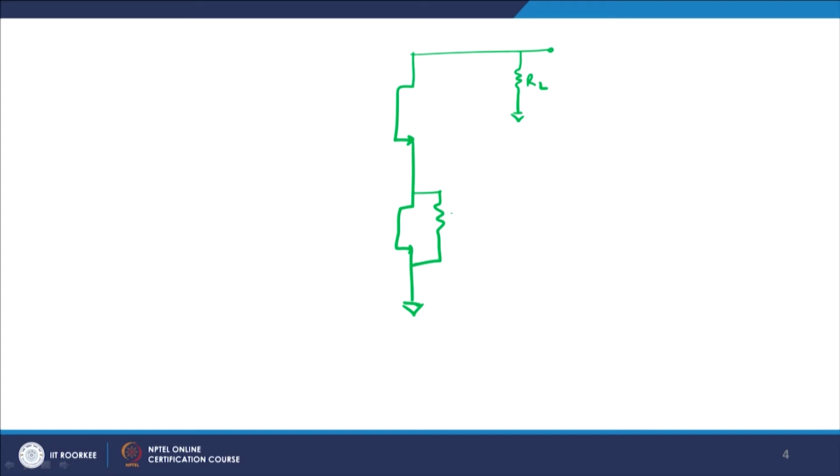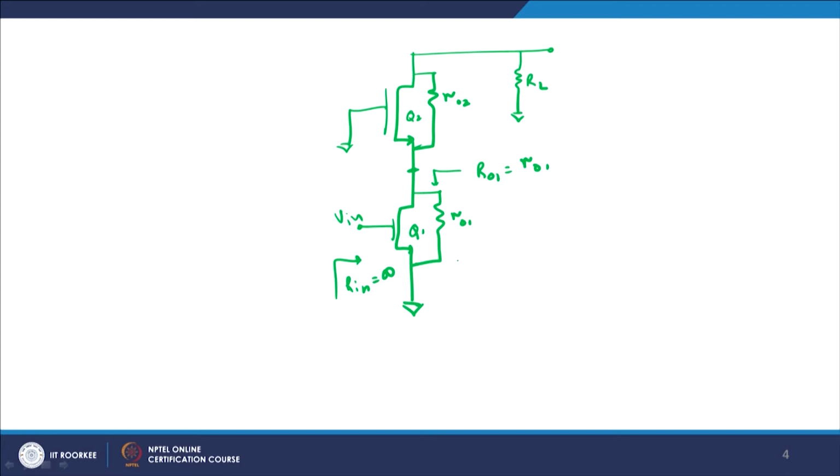R01 and R02 are basically the resistances offered by those devices. If I assume this is Q2, and this is Q1, and then I am giving a voltage here, V in. So, if you look from this side, R in will obviously be equal to infinity, fine, and if you look from this side, effectively the value will be equal to R01. So, from this point, if you want to look inside, the effective resistance offered will be equal to R01. I think I need not explain to you why it is like that.